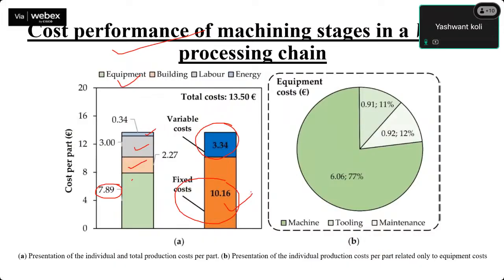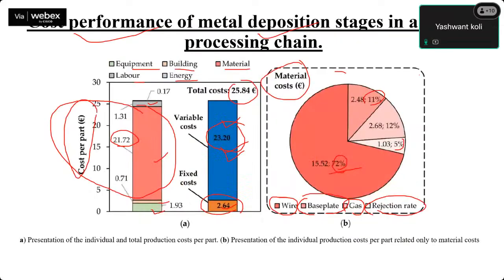So equipment costs in machining are mainly driven by machine acquisition cost, that is 77%, especially for CNC machining centers. CNC machining is a very costly thing. Compared to VAM deposition, machining also shows higher building, labor, and energy cost, due to large machine size, greater work involvement, and higher power consumption. So equipment cost, you can see here, 77% is the machine, then tooling and maintenance. This is the equipment cost, total cost for machining 13.50.